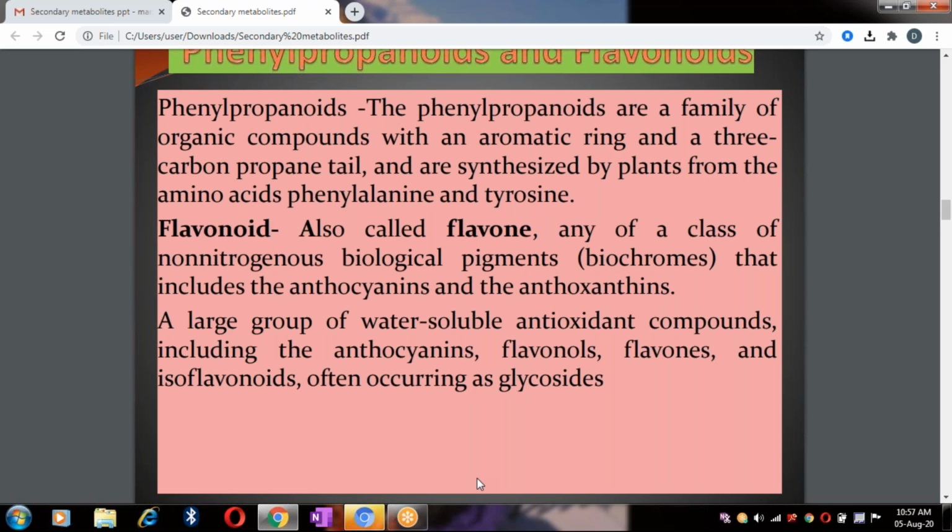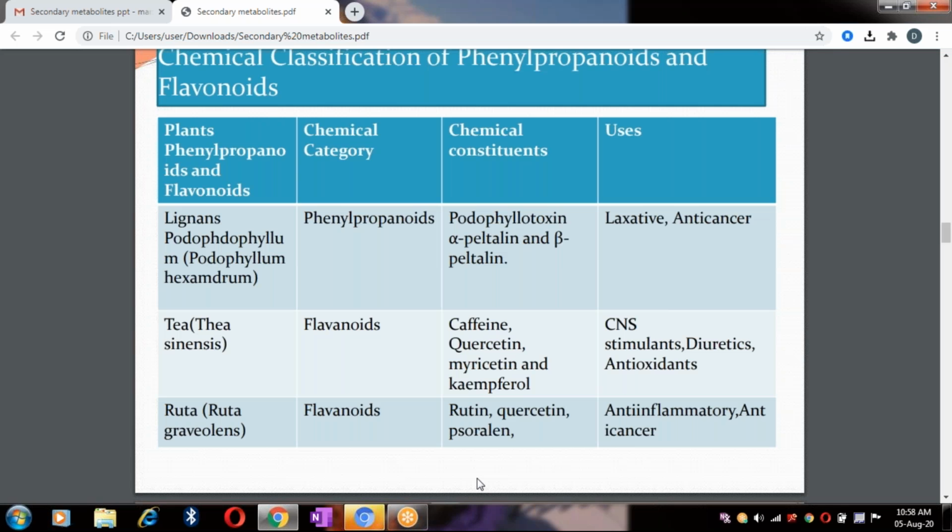Now, if we have to discuss the drugs according to the syllabus which comes under phenyl propanoids and flavonoids, they've given lignan, tea, and ruta. Okay, so lignan is basically a chemical component. Here we can consider 2 or 3 plants. Flaxseed contains more of lignan. Podophyllum hexandrum contains more of lignan, and Phyllanthus niruri contains more of lignan.